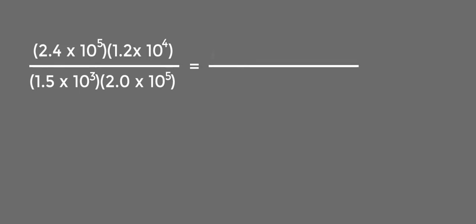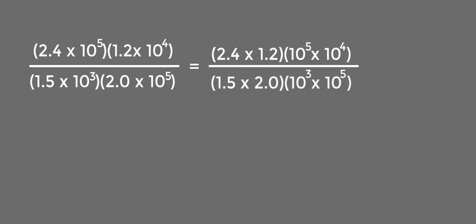So 2.4 times 1.2 times 10 to the 5th times 10 to the 4th over 1.5 times 2.0 times 10 cubed times 10 to the 5th. And then we simplify each. First, let's take care of the numerical values. Let's go ahead and write this out to the side.